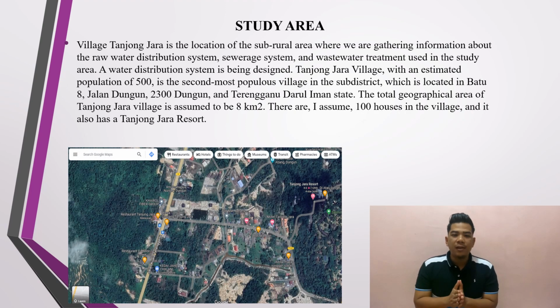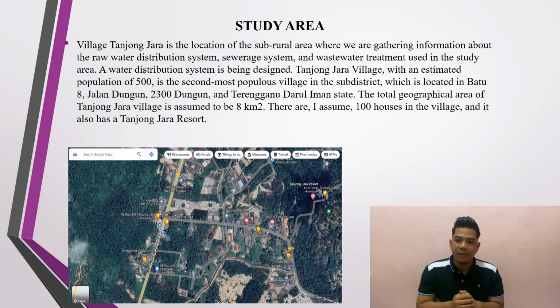For the case study, we have chosen a study area at village Tanjung Jara. It is the location of the sub-rural area where we are gathering information about the raw water distribution, sewerage system, and wastewater treatment used in the study area. A water distribution system is being designed at Tanjung Jara village with an estimated population of 500 people. It is the second most populous village in the sub-district, which is located at Batu Lapan Jalan Dungun 2300 Dungun at Terengganu Darul Imam State. The total geographical area of the Tanjung Jara village is assumed to be 8 km. There are, I assume, 100 houses in the village, and it also has a Tanjung Jara resort at the study area.